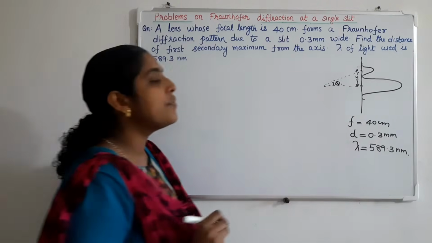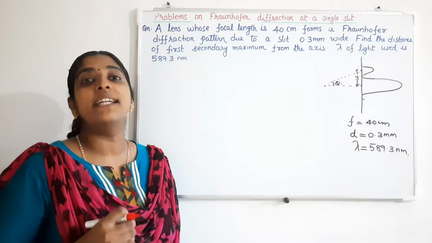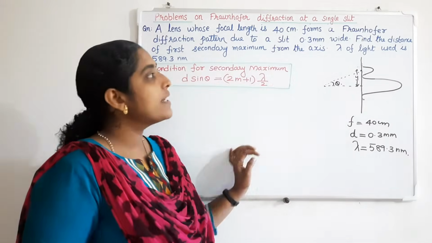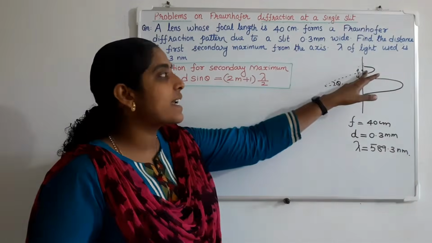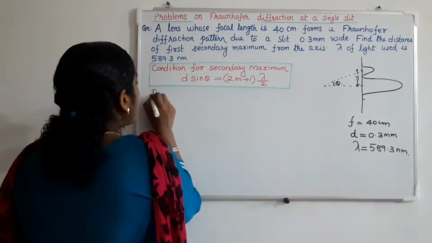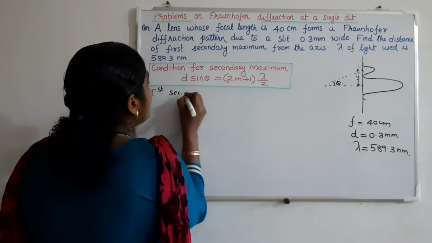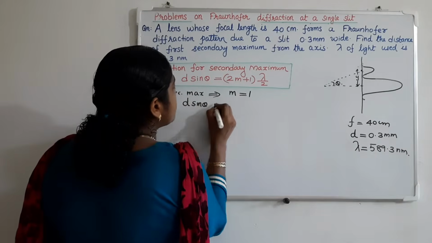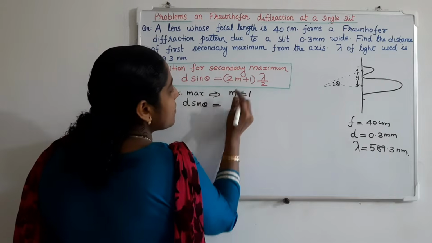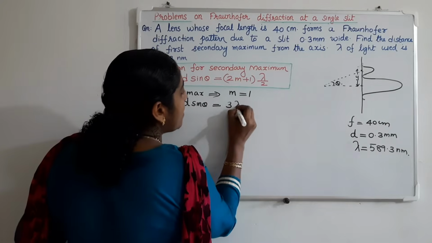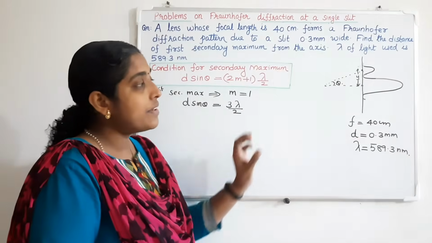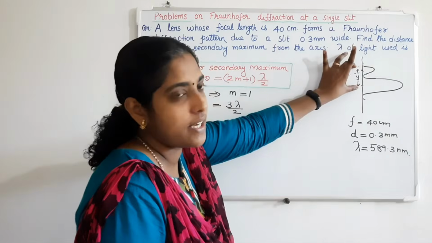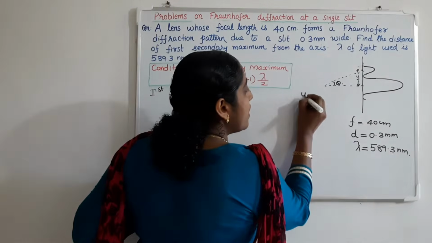Then the condition for secondary maximum is d sin theta is equal to (2m plus 1) lambda by 2. So here we are considering the first secondary maximum. So first secondary maximum means m equal to 1. d sin theta is equal to (2 into 1 plus 1), that is 3 lambda by 2. Here we want to find out this distance of first secondary maximum from the center. So that is why we want to find out y.